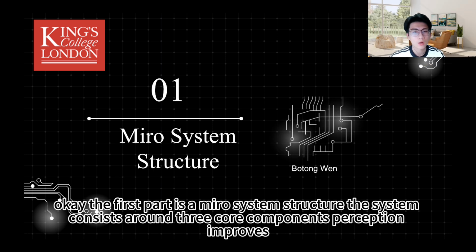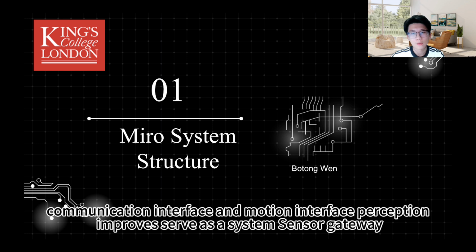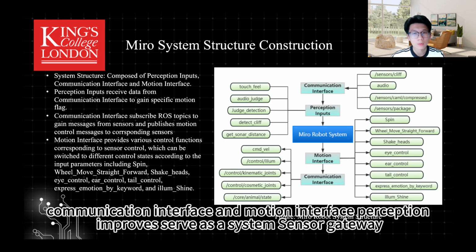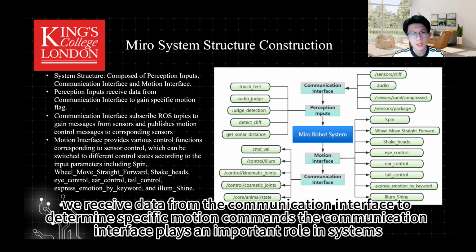Okay, the first part is the Mirror system structure. The system consists of three core components: perception inputs, communication interface, and motion interface. Perception inputs serve as the system's sensory gateway. We receive data from the communication interface to determine specific motion commands.